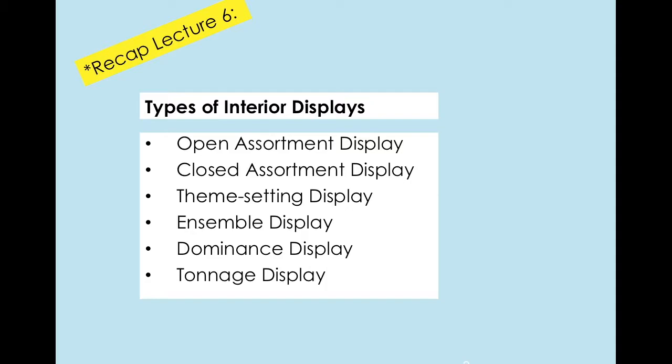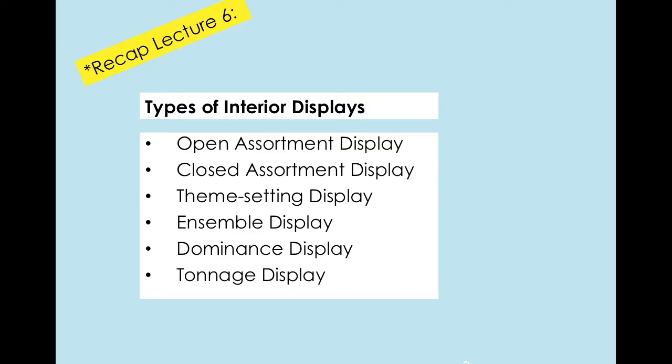We talked about the open assortment where customers can reach for the items themselves, closed assortment where customers are unable to and they need sales assistance to help them, such as your watch stores or jewelry stores. Theme setting displays where it's according to a certain theme like what we've had in First Avenue so far. Ensemble display where we put together different elements to form one complete look.